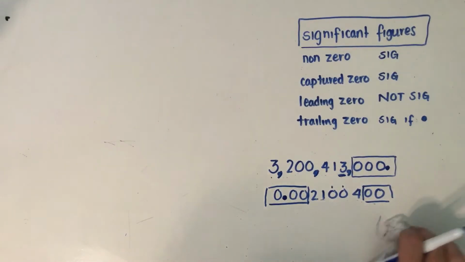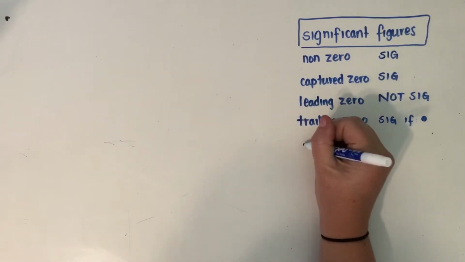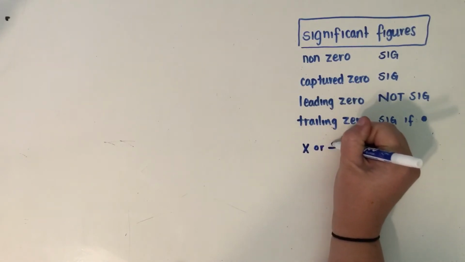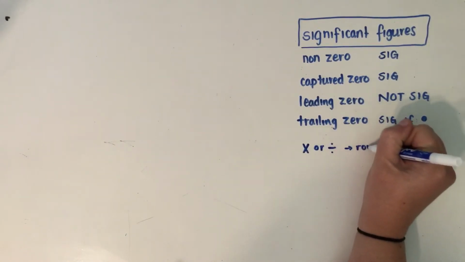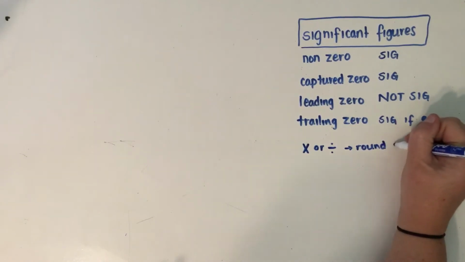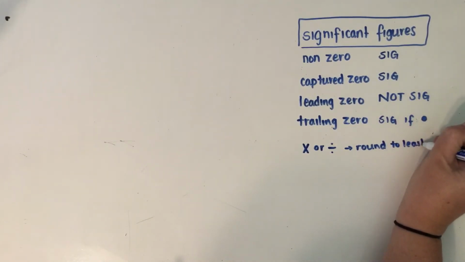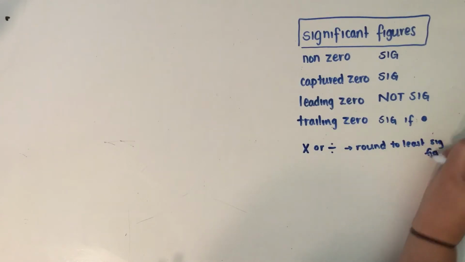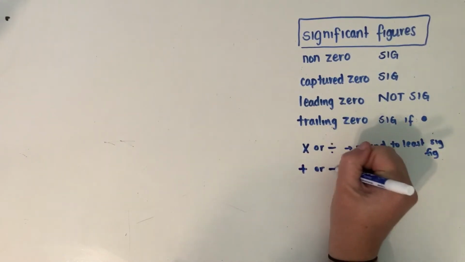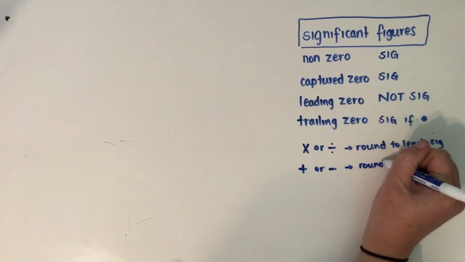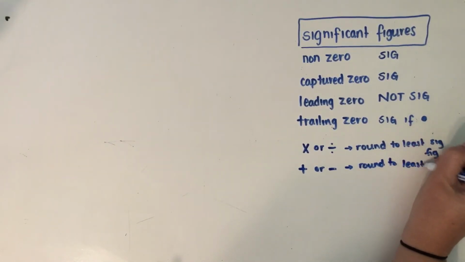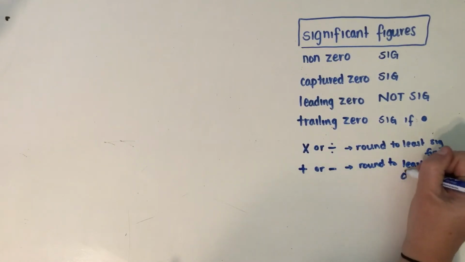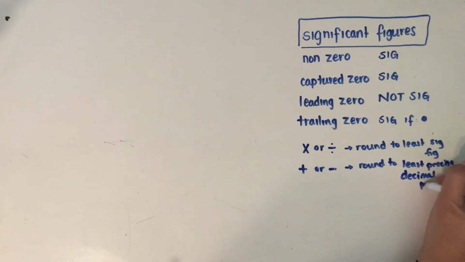Quick review, rules state that anytime you're multiplying or dividing numbers, you have to round to the least number of significant figures from the measurements. And anytime you're adding or subtracting numbers, then you have to round to the least precise decimal place. And we'll do some examples of those in the textbook, and I'll definitely give you an answer key for that. But these are the general rules of significant figures.